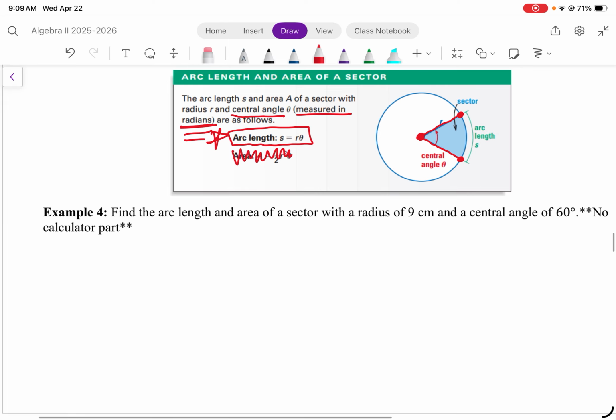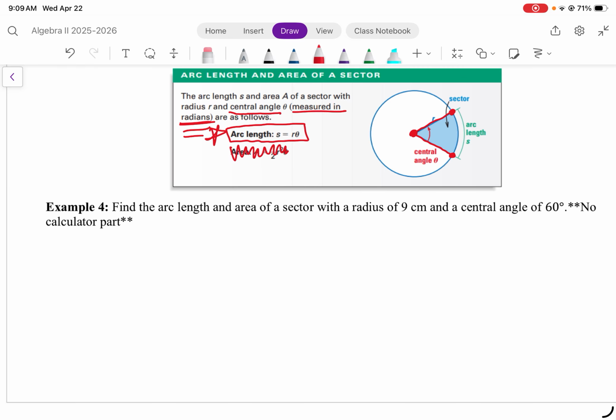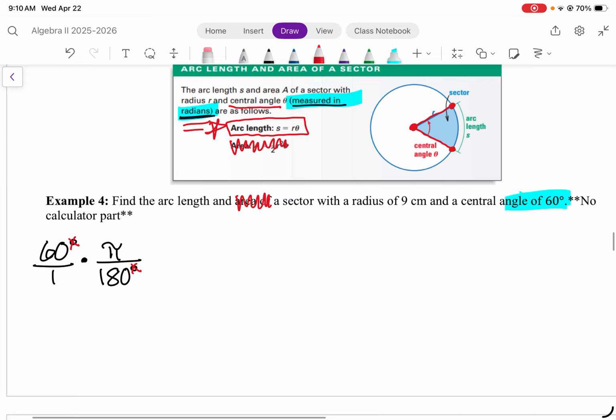So looking at that, example 4 is using this information. They want to find the arc length, and then we can cross off area of a sector, with a radius of 9 and a central angle of 60 degrees. This would, again, be on the no calculator part. So before we can use our formula, we know that the angle needs to be in radians, and right now it's in degrees. So we're going to use our previous information from the last part to change this to radians. So because I want it to be radians and I want the degrees to cancel out, I'm going to put the degrees on the bottom so those units are gone. And then I would have 60 pi over 180.